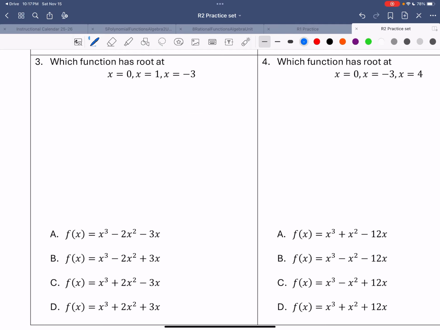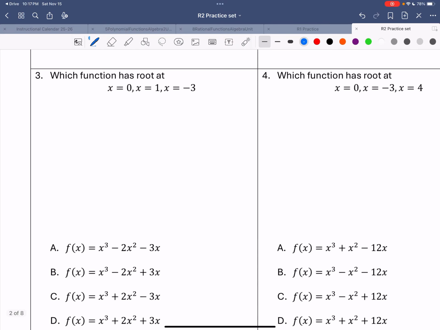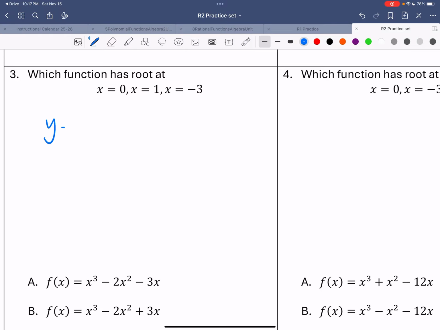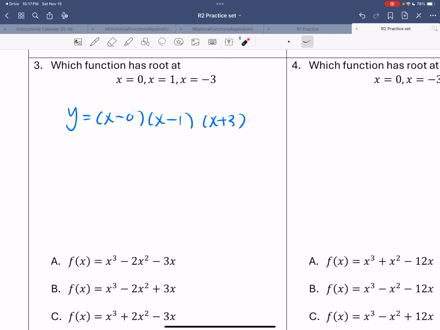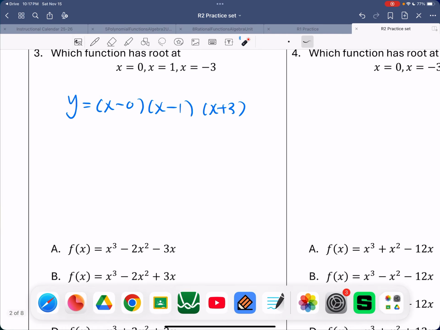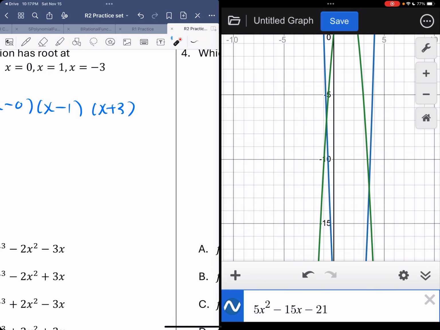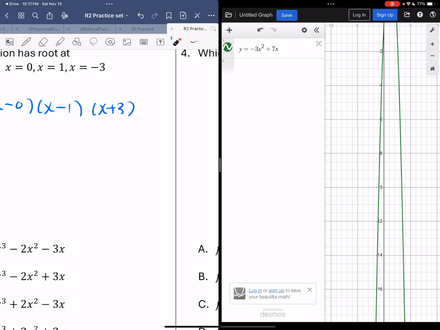Now let's go over question number 3. We're going to do the same thing, the only difference is when you write this one down, y equals x minus 0, x minus 1, x plus 3, you do not see something like this in this format, because if you want to do it, you actually have to distribute everything using the FOIL format. So this is actually the time that you have to use decimals.